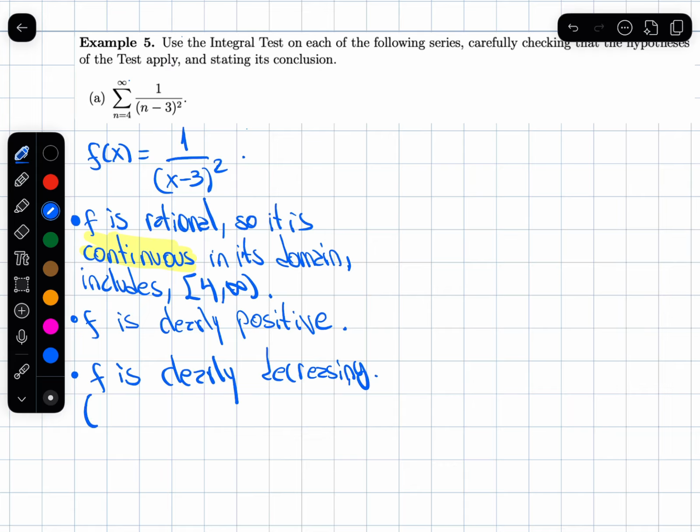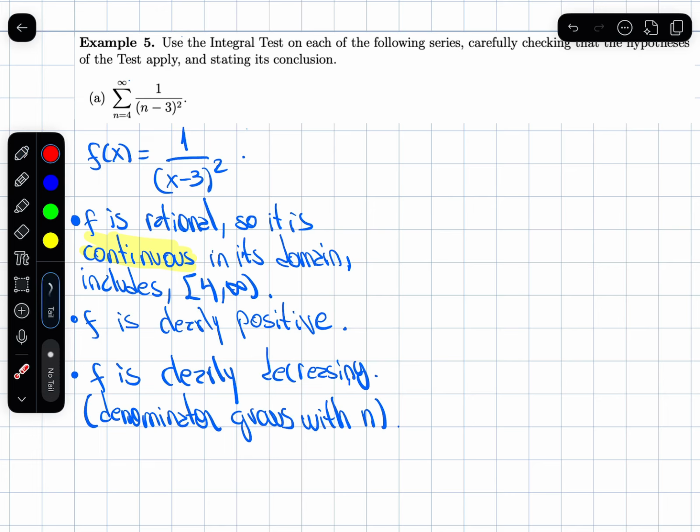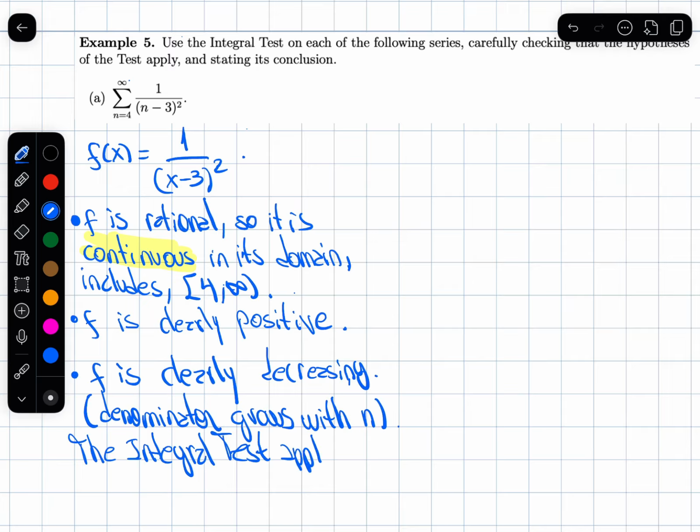And I'll maybe say that the denominator grows with n. As n grows, the denominator gets bigger, which means 1 over bigger gets smaller, right? So that means the integral test applies. Whenever I'm using the integral test, I have to check that it applies because sometimes it won't, and that's a little frustrating. So you have to make sure that you are allowed to use the test so that nothing incorrect is concluded at the end.